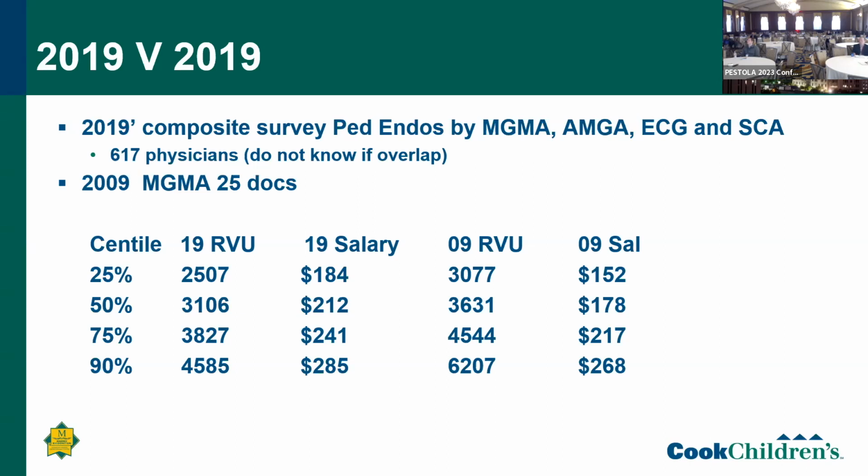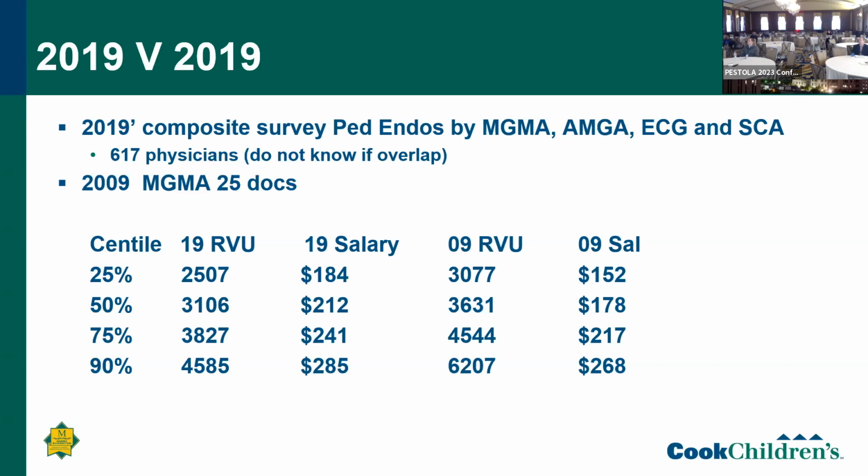However, I have no idea if the 72 patients in here and the 320 people in here, how many of them are the same? Because you don't know. And what they showed was the 25th, 50th, 75th, and 90th percentile for RVU production and salary. And so you can see that the 50th percentile, so the mean pediatric endocrinologist, according to this survey, does 3,100 RVUs, earns $212,000 a year.